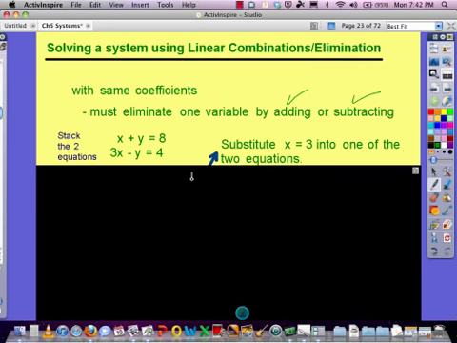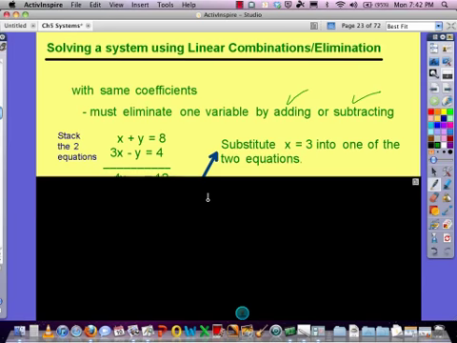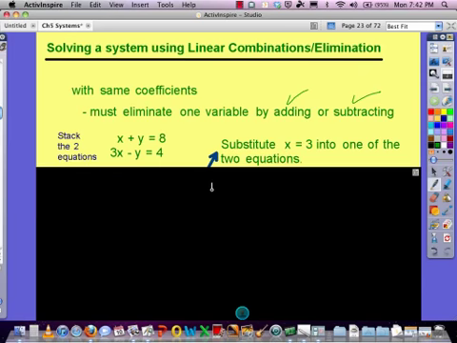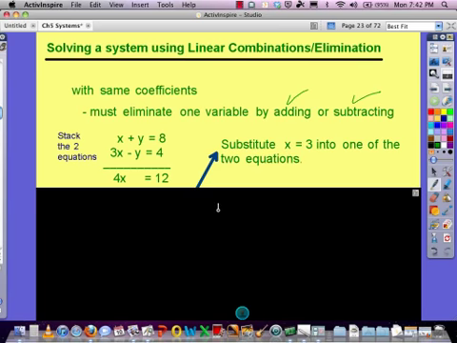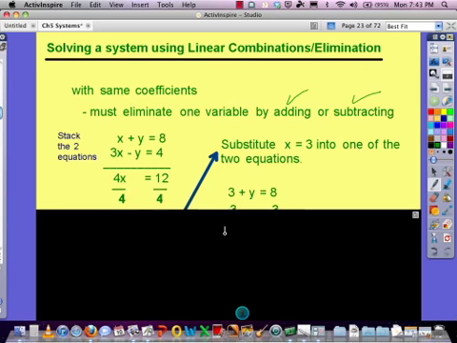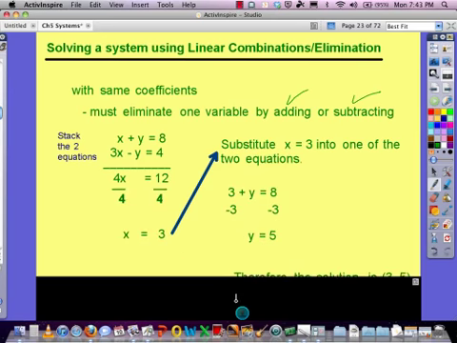So in eliminating here, we want to look at the y's, and if we added right now, the y's would go away. So if I added 1x and 3x, I get 4x. 1y and negative 1y, 0. 8 and 4, I get a 12. That's a one variable equation, so solve it. Divide by 4 on both sides, and when you do, x equals 3.